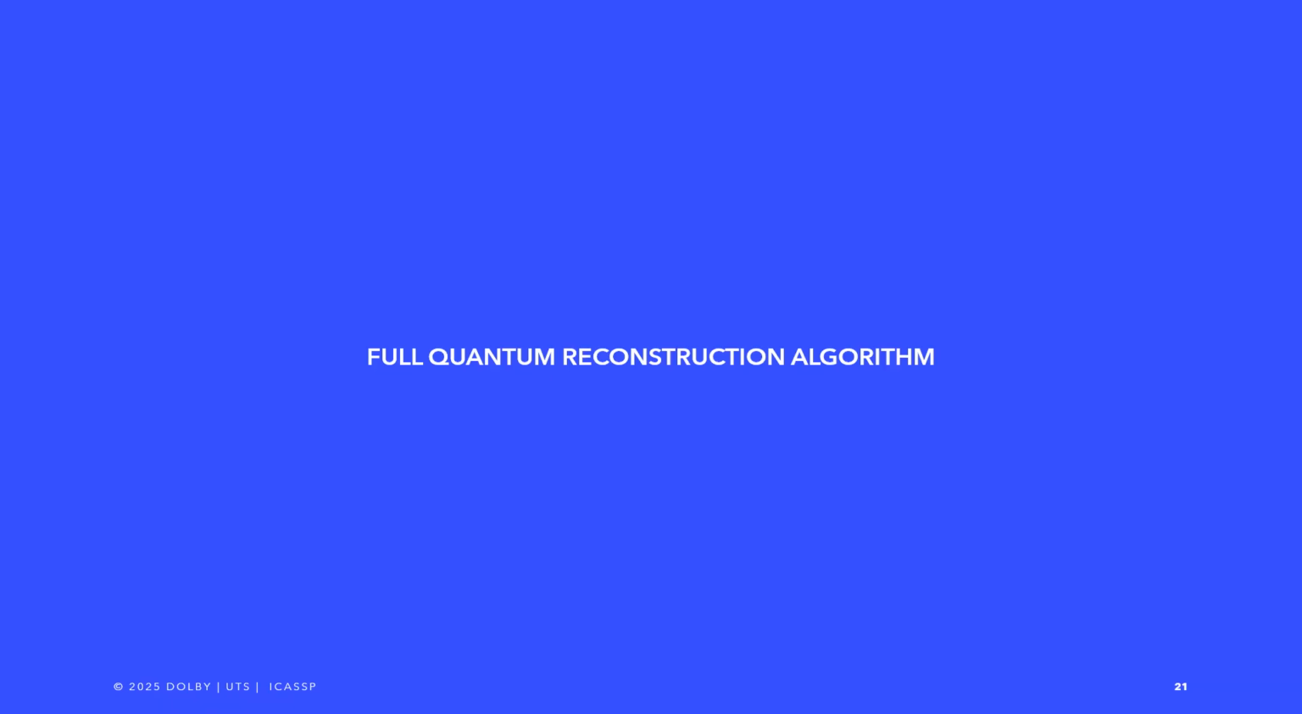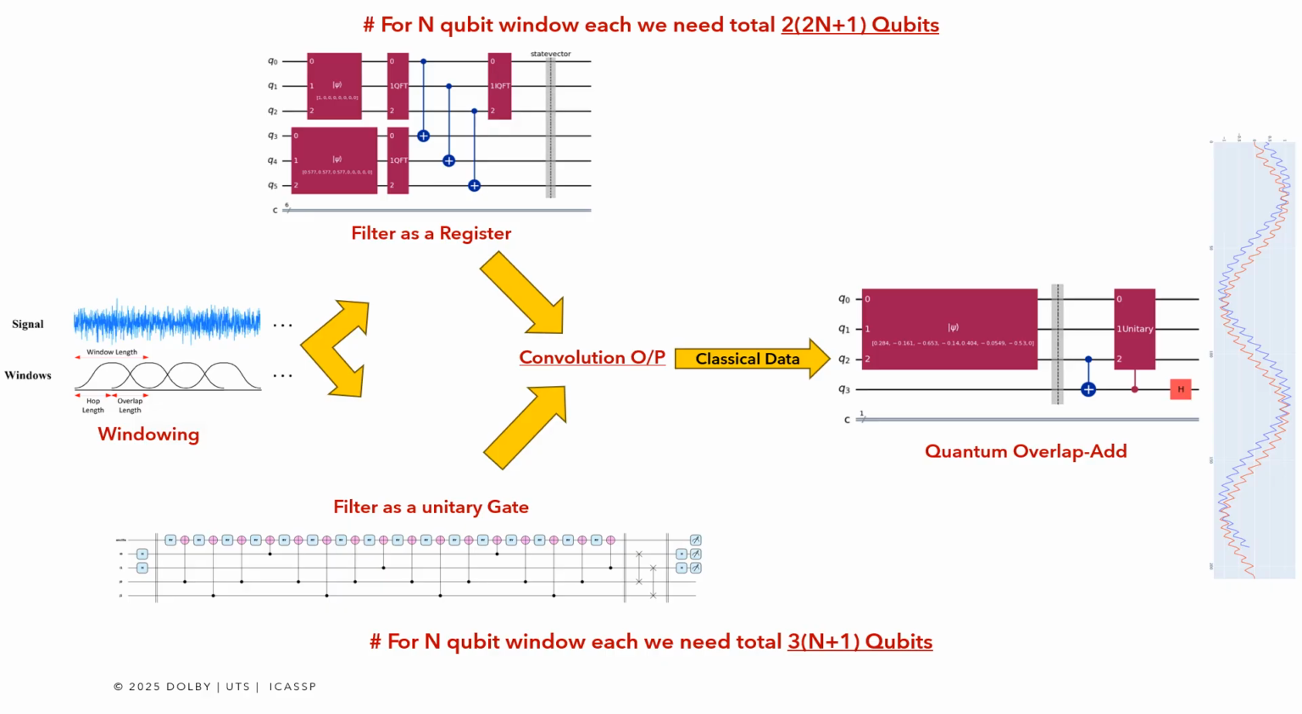Now we show the full quantum reconstruction algorithm. We start with the classical windowing, we then encode it. There we have the option of either encoding the filter as a register or filter as a unitary gate. Once either of them is performed, we perform convolution and we get the quantum convolution output. Once that's done, we actually get a classical output. And for the quantum overlap add subroutine, we have to re-encode this classical data into a quantum state. And we perform the quantum overlap add to arrive at the final whole signal.